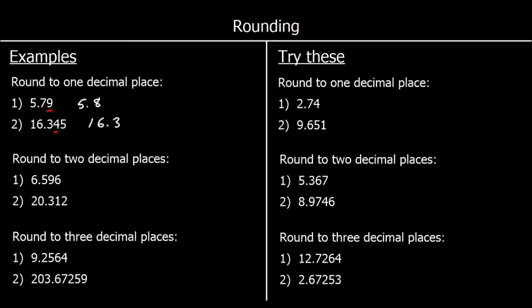The next two examples, we're rounding to 2 decimal places. So we want 2 numbers after the decimal point. And then we're going to look at the next one and say, is it 5 or above? So this time it is. So we're going to round it up. So 6.59. How could we round that up? What's 1/100th more than 6.59? It's 6.60.